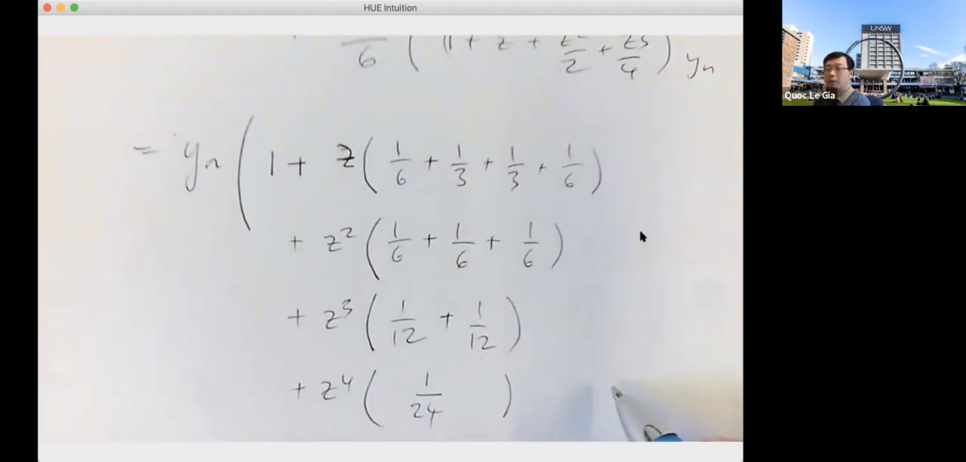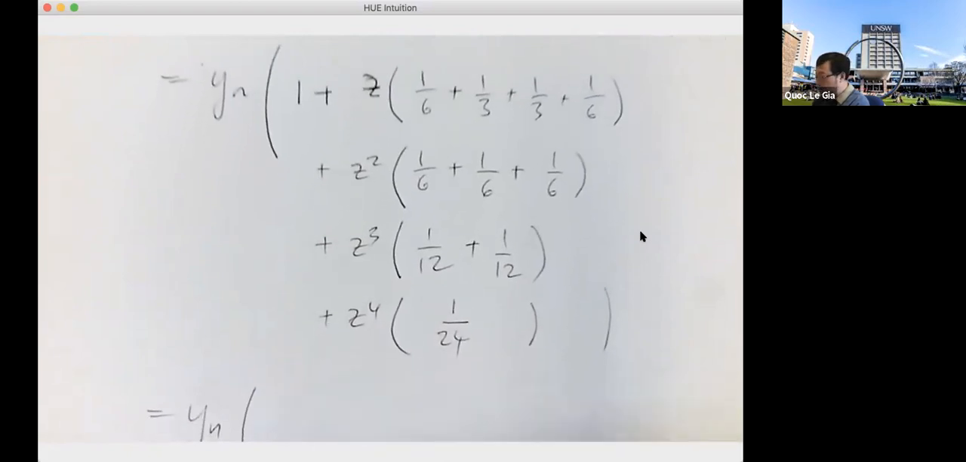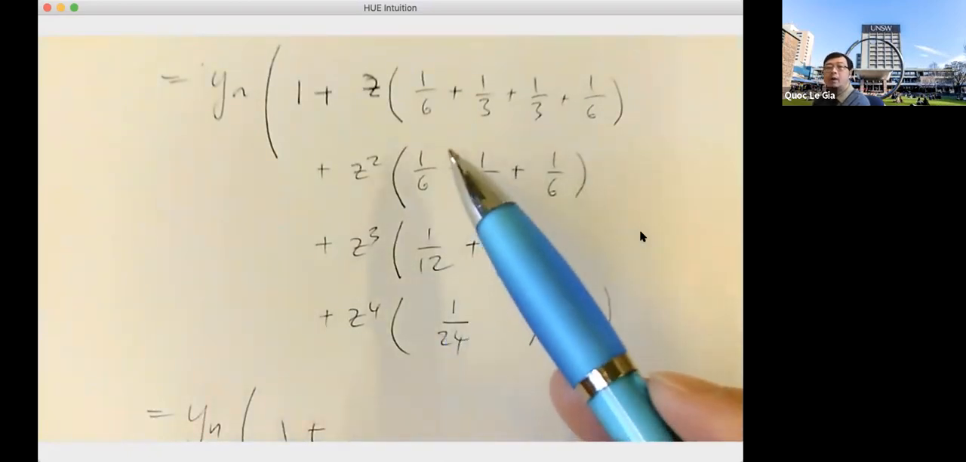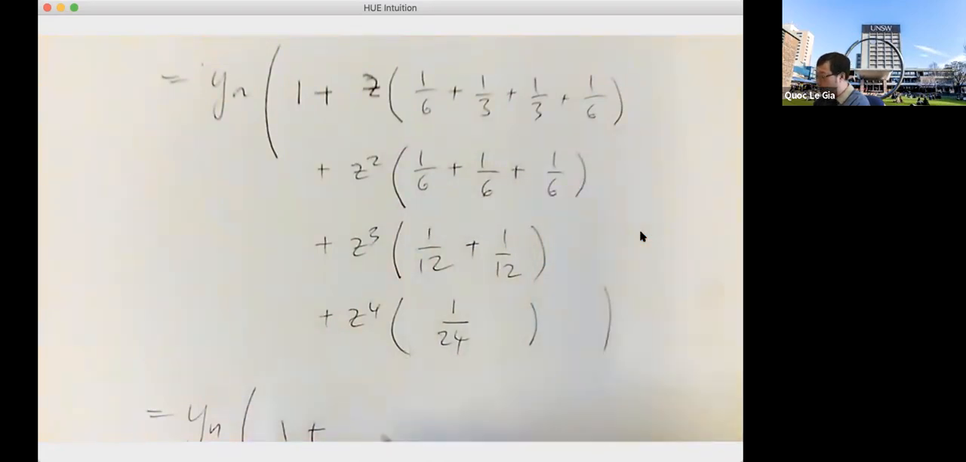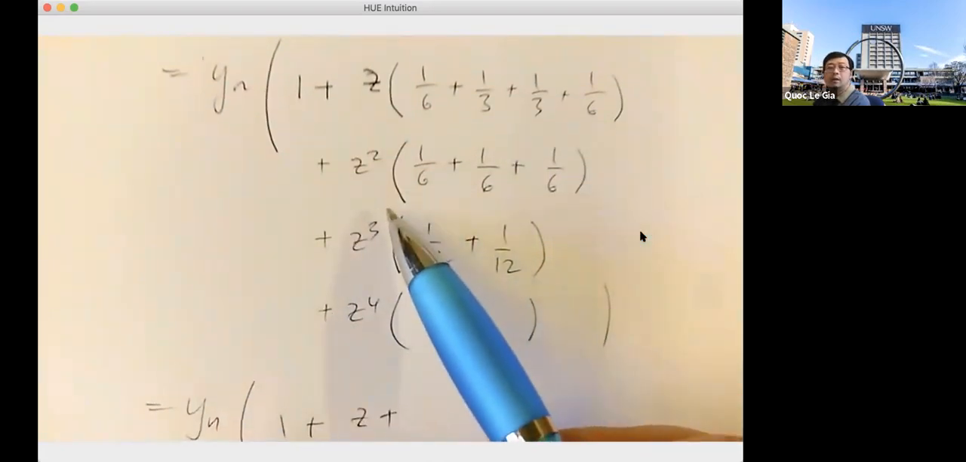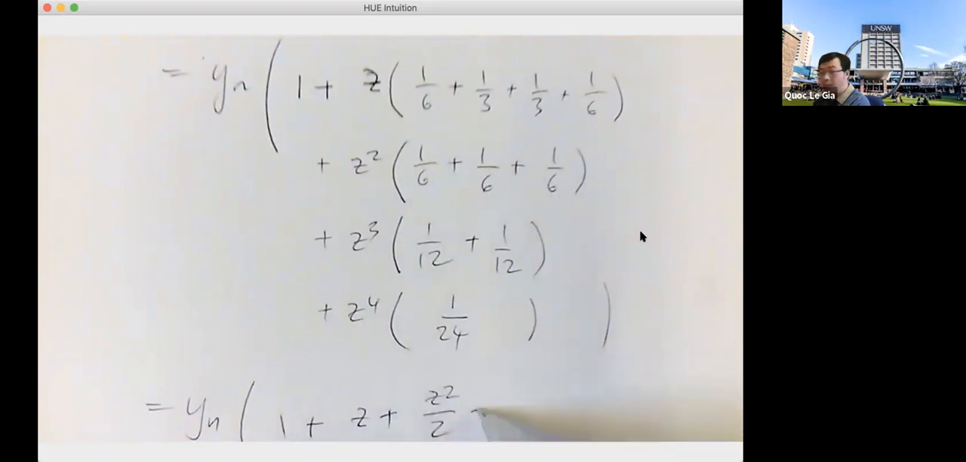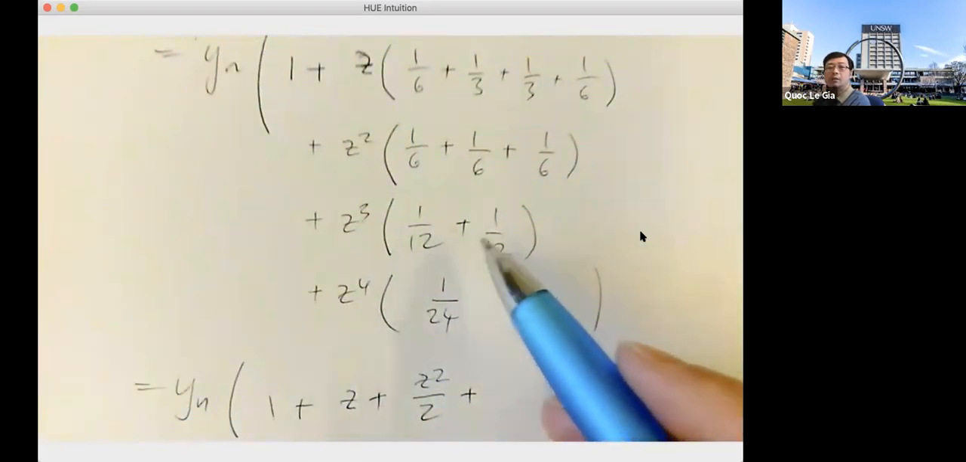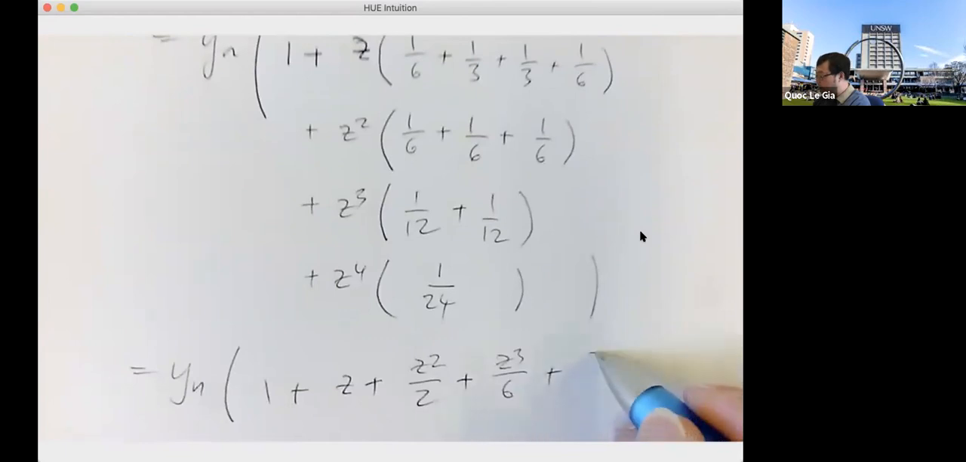Okay. So now when you sum it up, then you got yn and then 1, yeah, plus, so this one 1 over 6 plus 1 over 6 is 2 over 6 is 1/3, 1/3, 1/3, 1/3, so just 1. Okay. And 1 over 6, 3 over 6, so just z squared over 2. Okay. And this one is just 2 over 12, is z cubed over 6. Okay, and the last one is z to the 4 over 24. So this one is your Q(z).